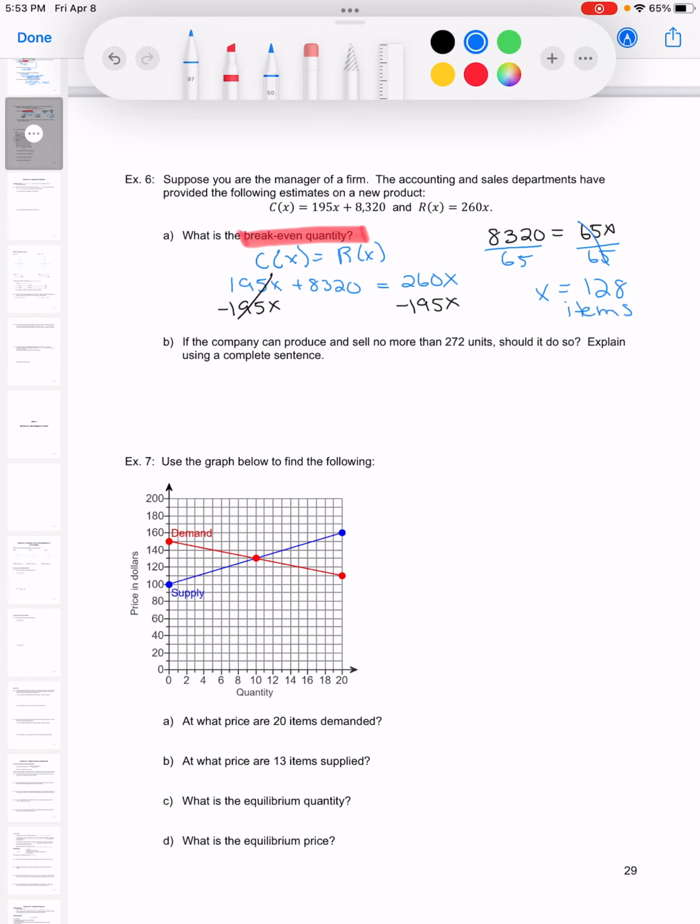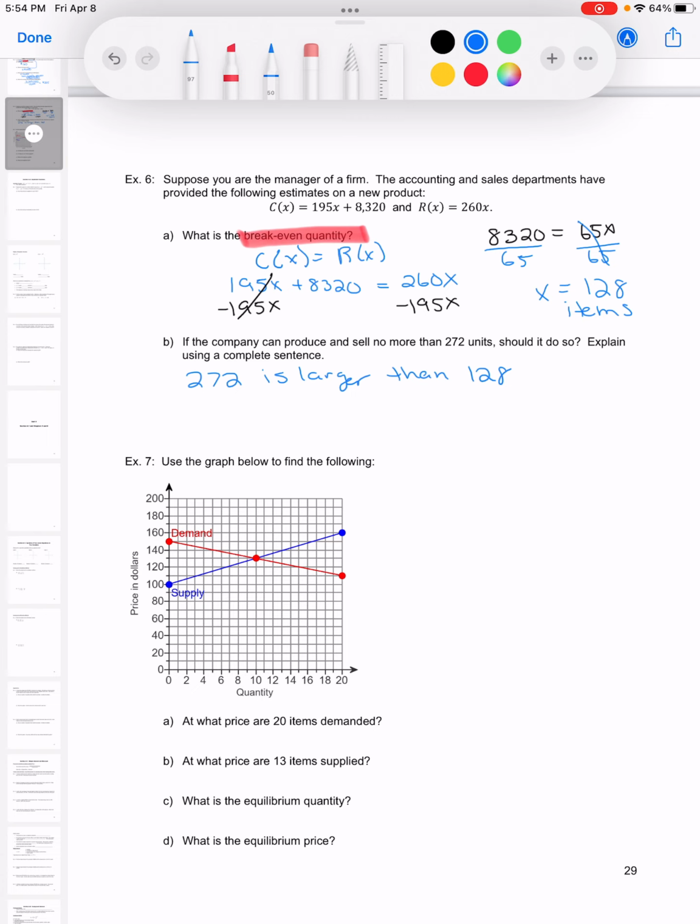So down here for B, if the company can produce and sell no more than 272 units, should they do so? Explain using a complete sentence. Several different ways to think about this. So I needed 128 to break even. 272 is larger than 128. So that means that it would be a good idea. If I had something that was smaller, if I had only 120, then I shouldn't produce them because I wouldn't have broken even. Anything higher than 128, I would be making a profit on.